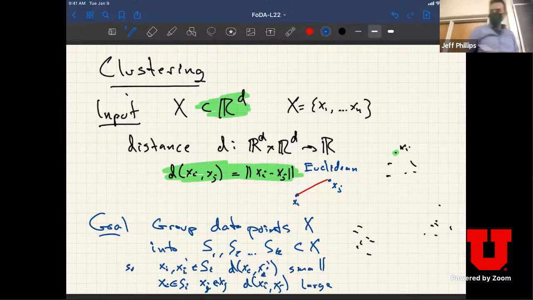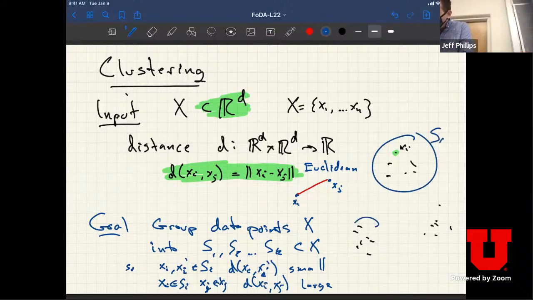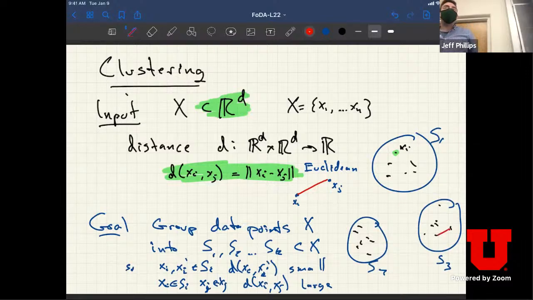So if I drew a picture here, think of this as being the set S1, this is S2, this is S3, and I look at the distance between two points in the same cluster. I want this distance to be generally small, and if I look at the distance between two points in different clusters, I want this to be large. That's the idea: finding the groupings of points.